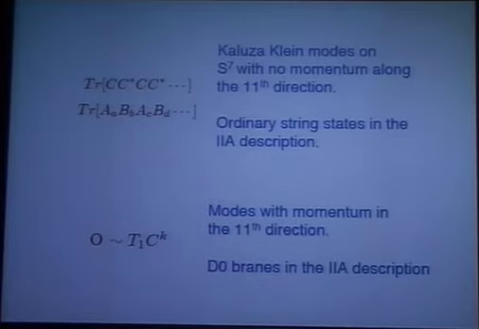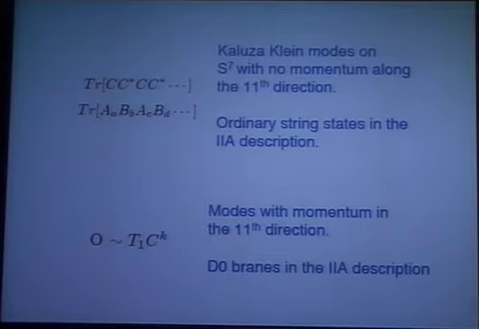So these two kinds of operators correspond to different kinds of states in the gravity dual. For example, in 11 dimensions, these operators correspond to Kaluza-Klein modes. The BPS operators of this kind correspond to Kaluza-Klein modes with no momentum along the 11th direction, so along the circle on which the CK quotient is acting. And they correspond to ordinary string states in the type 2A description.